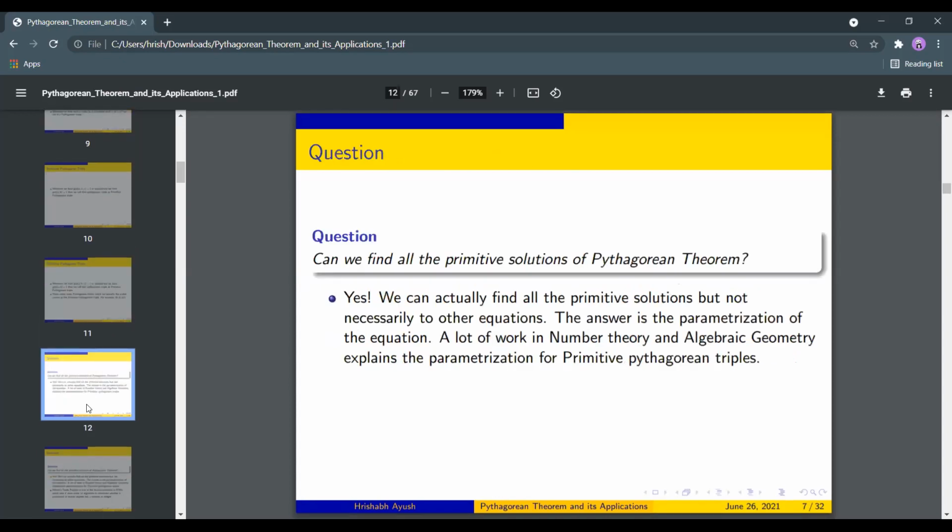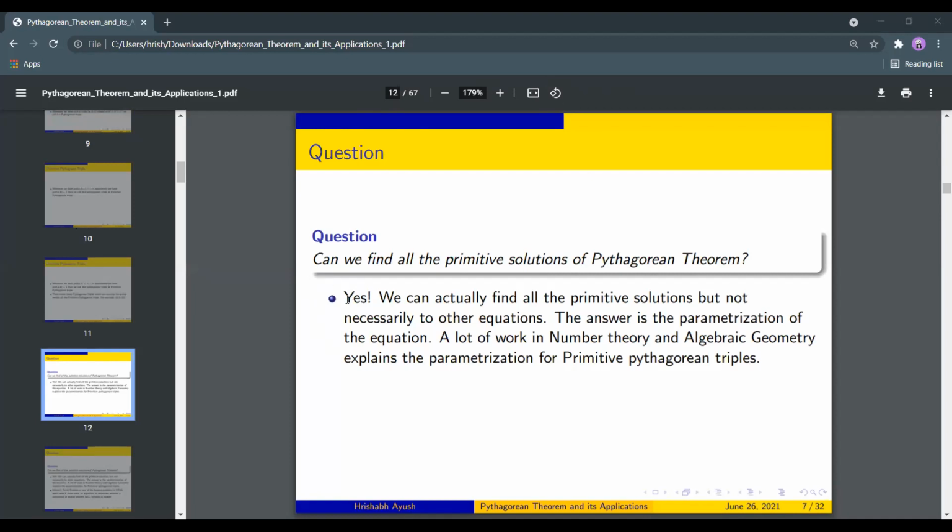So the question is, can we find all the primitive solutions of the Pythagorean theorem? Does anyone see why we can find them, or has some knowledge about it? If not, that's fine. m squared minus 1, 2m, m squared plus 1. Can you repeat it again? Yeah, m squared minus 1, 2m, m squared plus 1. Yeah, that's actually when you have n equal to 1. But actually, you can try to find all the Pythagorean triples. We'll see it in future slides.